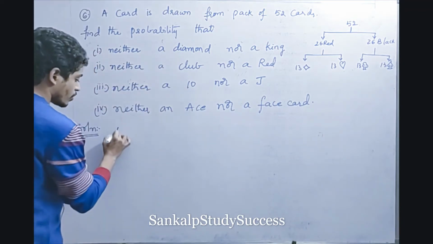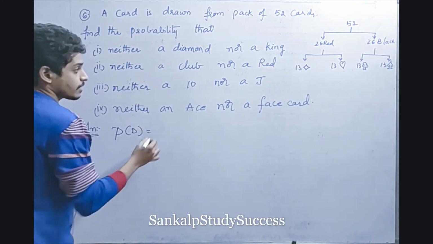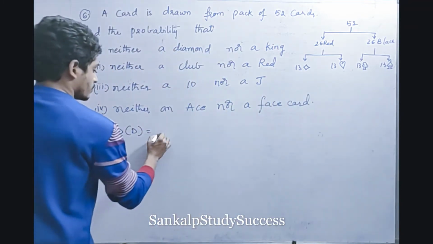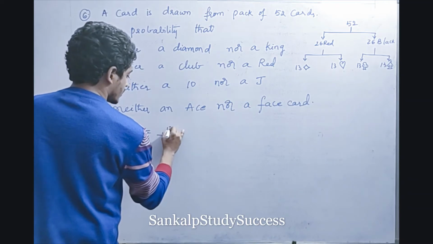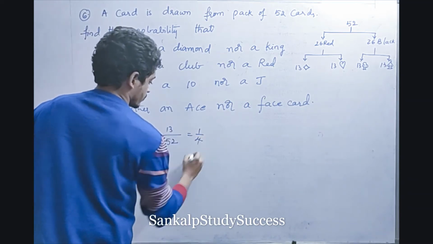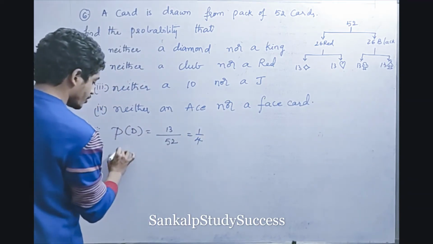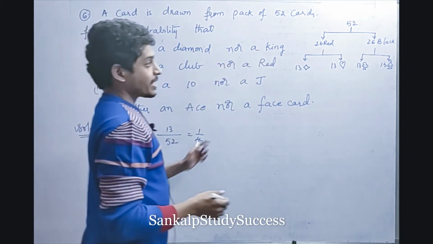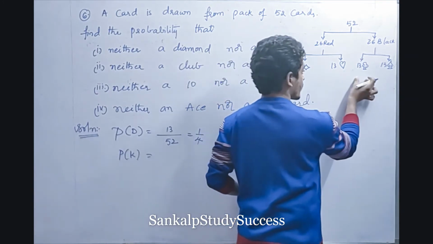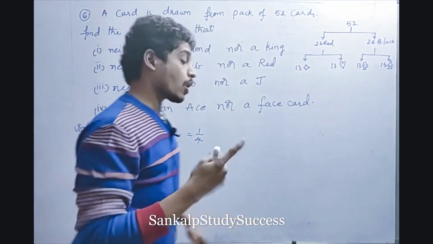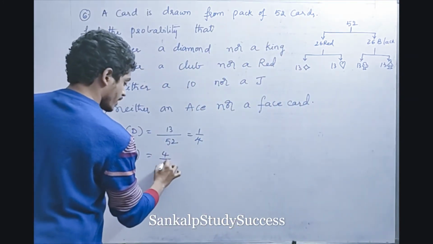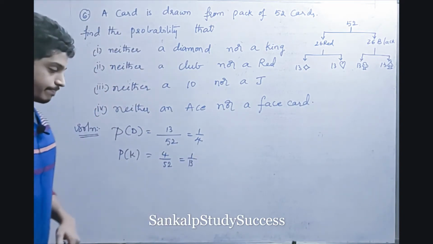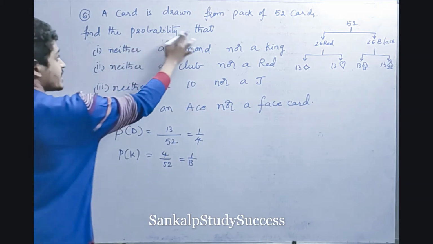So first of all, what is the probability of diamond, friends? How many diamonds are there? 13 diamonds are there. So out of 52 cards, there are 13 diamonds, that is nothing but 1 by 4. Next, what is the probability of king? How many kings are there here? One king, one king, one king, one king. Total 4 kings are there out of 52. So 4 by 52, that is nothing but 1 by 13.